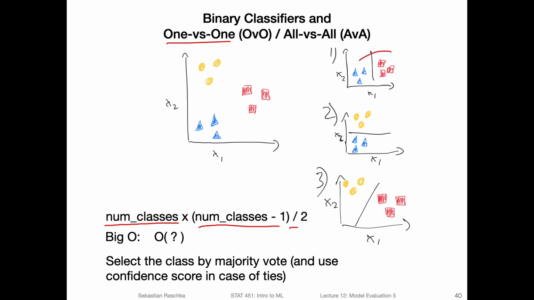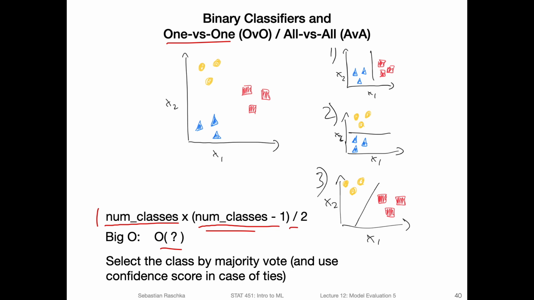So you can see, for example, in the first one, I pick the triangle and the square, but I exclude the circles. In the second case here, I have the yellow circles and the triangles, but I excluded the squares and so forth. So in this case, I'm excluding those where these are not in the combination. So I consider all the possible combinations, which is the number of classes times the number of classes minus 1 divided by 2. And just a silly question, the big O of that, how expensive it is if we have a large number of classes.